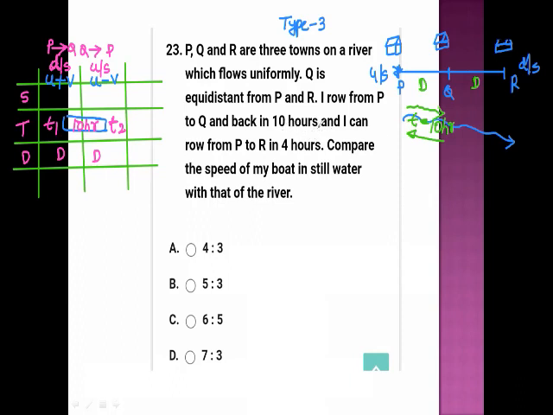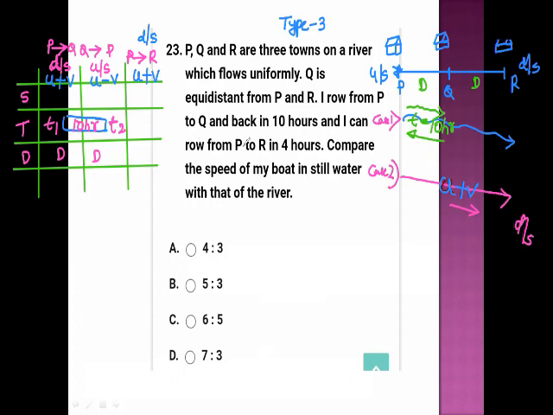I row from P to R, that is case 2; this was case 1 he has mentioned. In case 2 he is going from P to R, so he is moving towards the downstream. The current is also moving the same way. Therefore, the relative speed will always be U plus V.